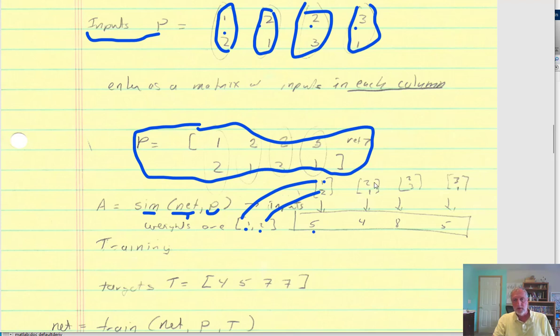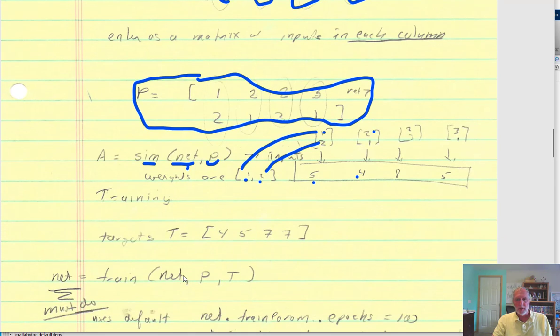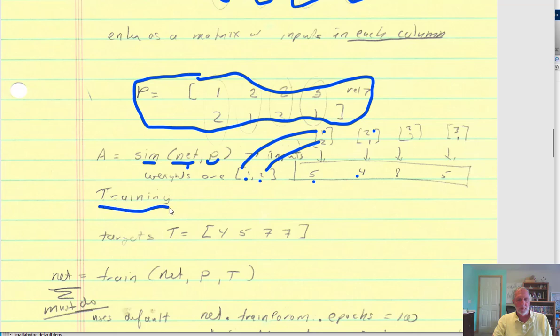If we send in a 2, 1, we multiply 2 times 1 and then 1 times 2, add them together, we should get 4. If we send in a 2 and a 3, we get 2 times 1 plus 3 times 2, just the inputs times the weights, so we should get 8 here, and for 3, 1 we should get 5. Alright, so we're going to go back to Matlab and do that, and then we'll move forward to training.